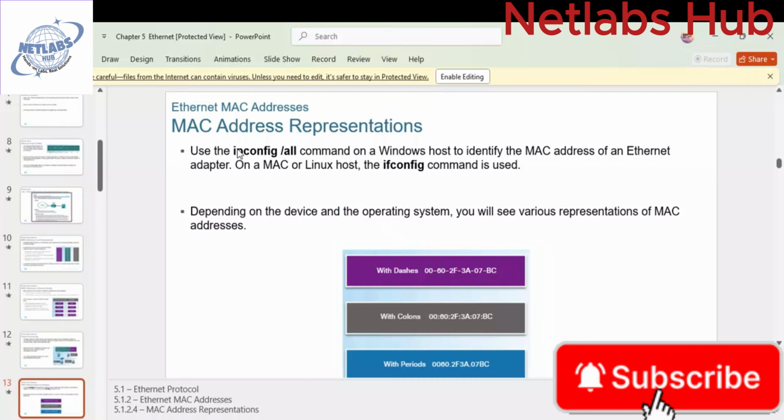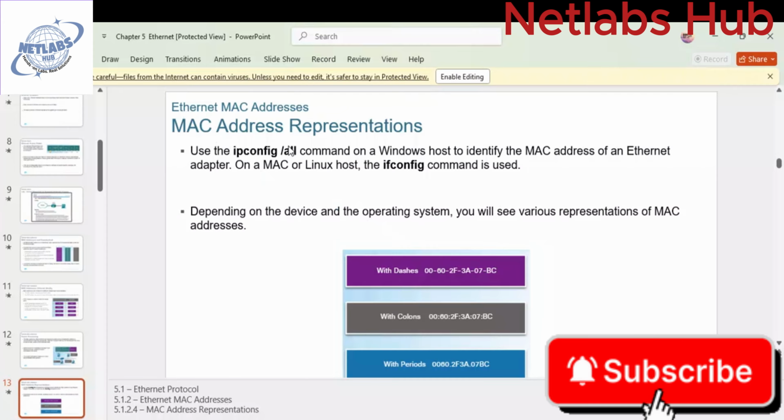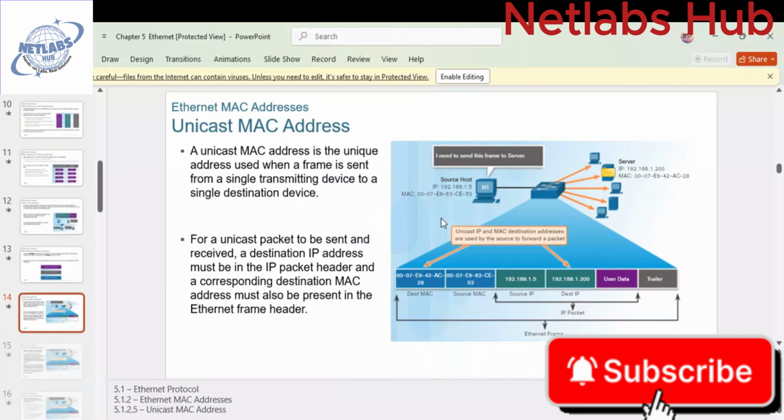So that's what you should master here. And these are the commands that you can use to find out the MAC address for that particular machine. The MAC address is the physical address for the machine.